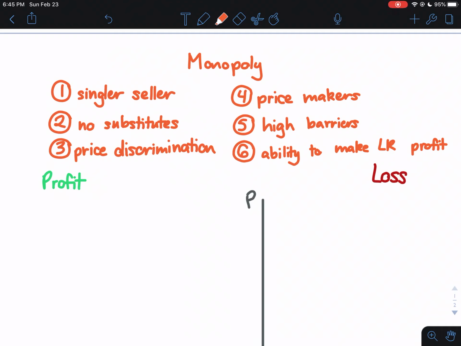Okay, today we're going to be talking about monopolies. So some characteristics of a monopoly is that it's a single seller and their unique good has no substitutes. So they can price discriminate and they can sell to whoever is willing and able to buy, no matter the price. They can do it to different buyers. Also, they're price makers. There's high barriers to enter the market, which is why there's only one seller. And they have the ability to make a long run profit.